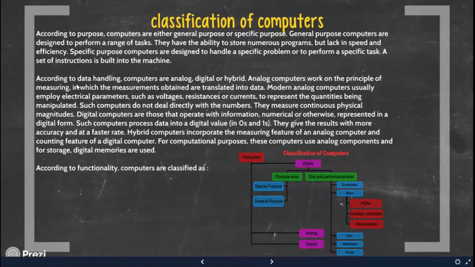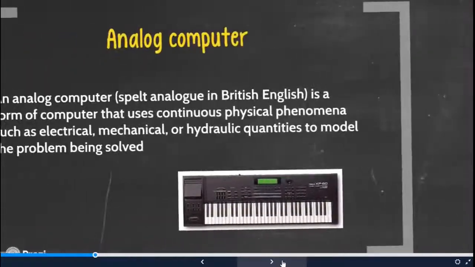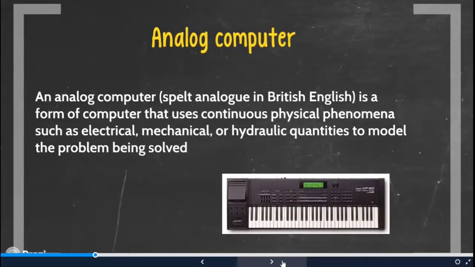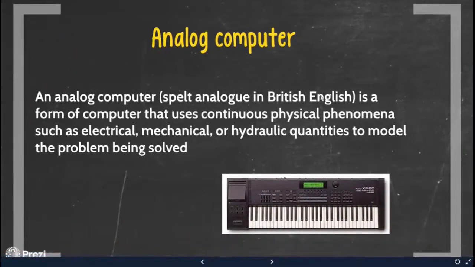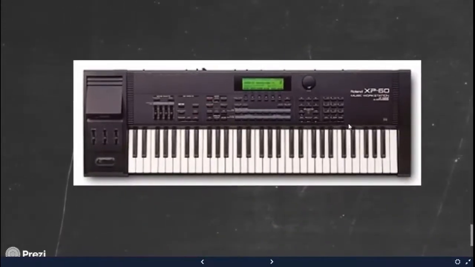Okay, so let's go to the other slides. This will just provide you an overview of what classification of computers really is. Okay, so let's go to the next slide. First one is the analog computer. So an example, as you can see here, is a keyboard, a musical keyboard, and it's actually considered an analog computer.